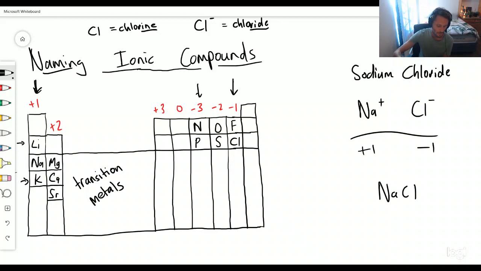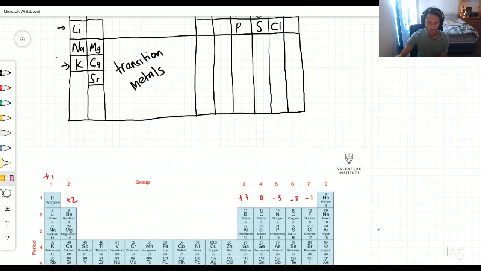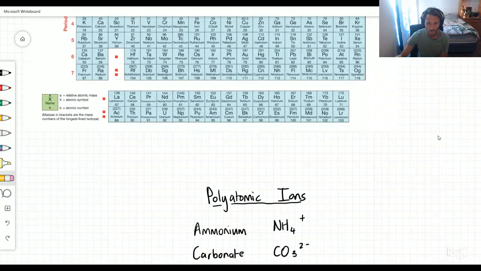Beautiful. Okay, let's move on and see if it gets any more difficult. Let's go a little bit further down. Don't forget to use your periodic table all the time.